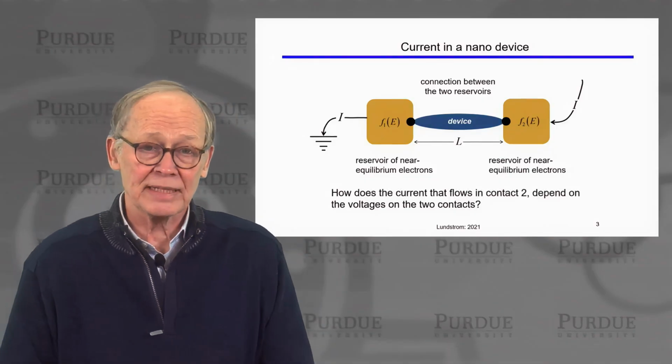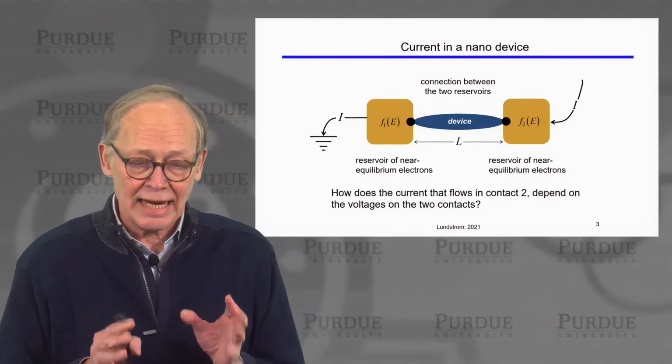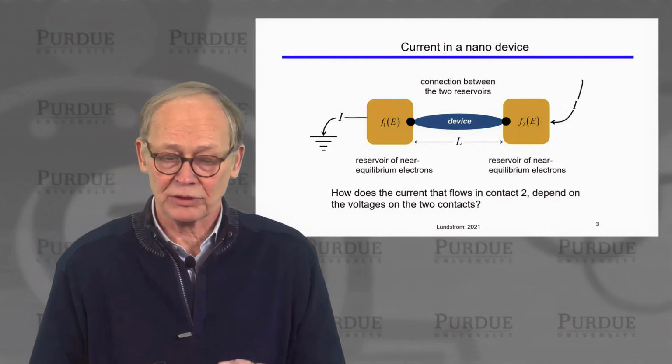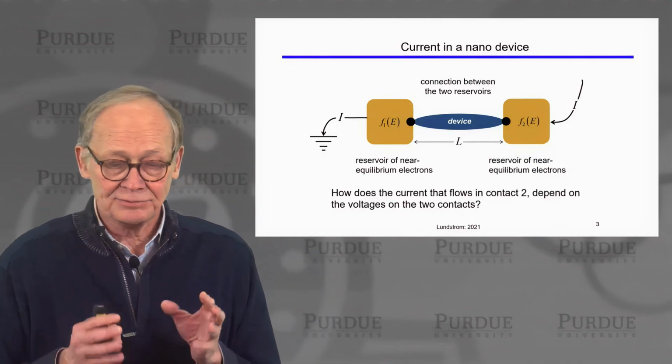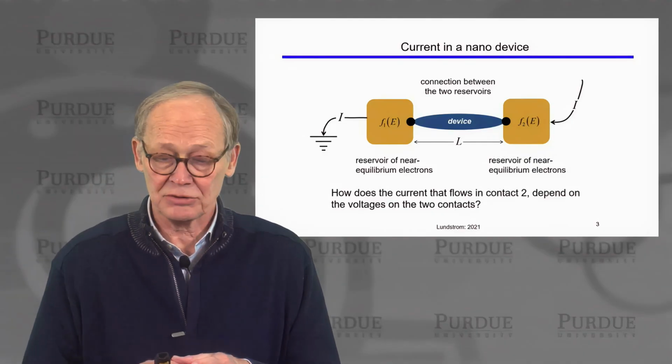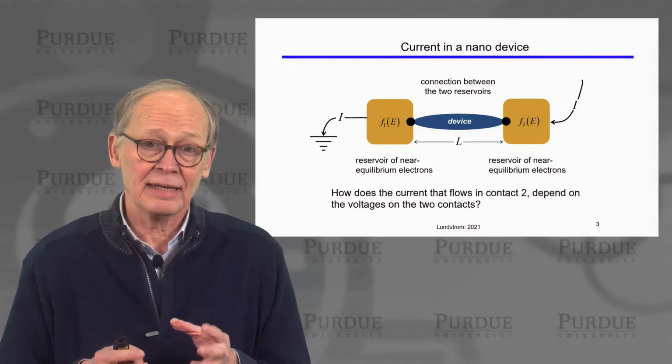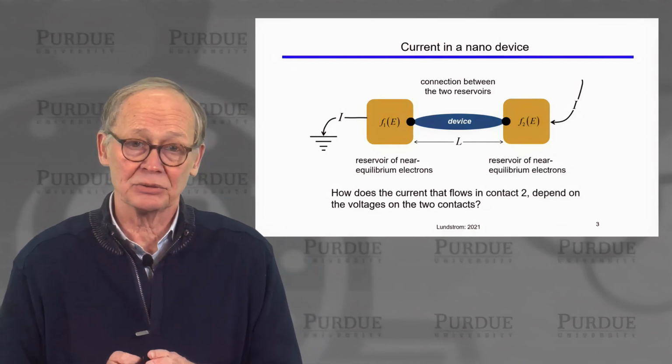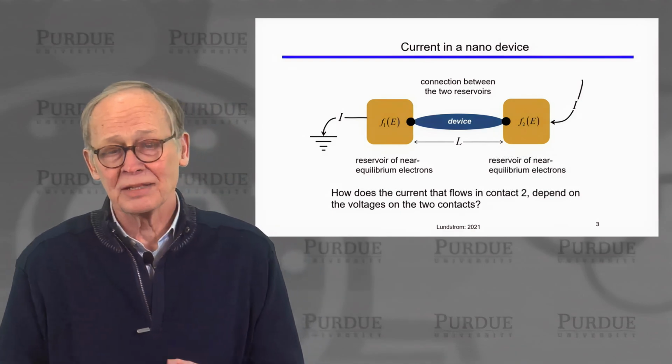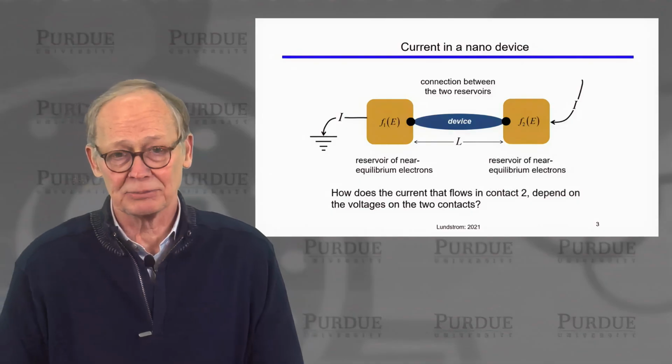So our question in this unit is, how do we describe the flow of current, the current that flows in contact 2, and how does it depend on the voltages that we apply to these two contacts? We will assume that the two contacts are at the same temperature.